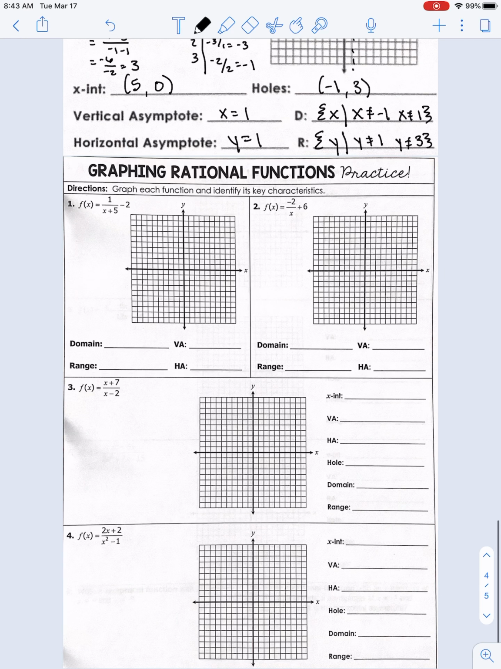Okay, let's do 4 more examples, 2 that are reciprocals and 2 that are rationals. So for this one, going back to reciprocals, because you can see there's no x term on top, so it's not a polynomial over a polynomial, then we are allowed to just say, okay, we are going left 5, down 2, no reflection, and no stretch or compression. So I'm going to go down 2, left 5, 1, 2, 3.